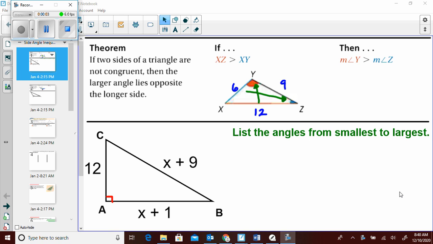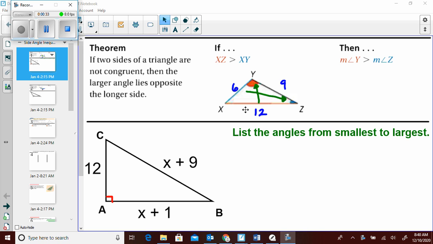All right, guys, in this video, we're going to work on triangle inequalities in just one triangle. The first thing here just says that the largest side is across from the largest angle. The smallest side is across from the smallest angle. As you see here, there's 6, 9, and 12. 12 is the longest side, so it's across from the biggest angle. 6 is the shortest side, so it's across from the smallest angle.